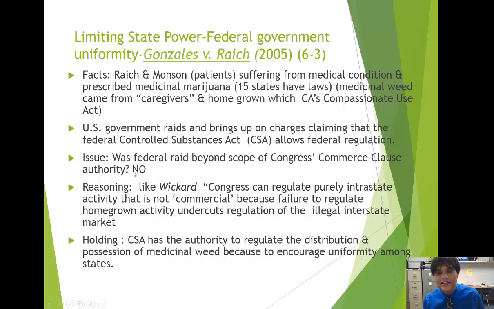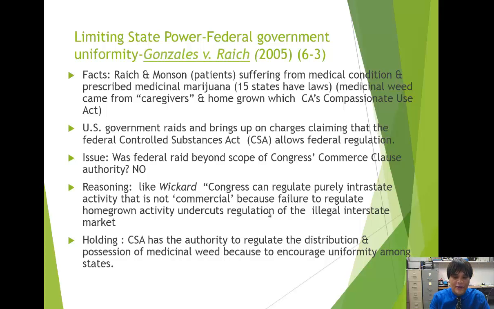But the Supreme Court says that the federal government was right in raiding this stash. And the reason why the Supreme Court says this is that Congress can regulate purely intrastate activity that is not commercial because failure to regulate homegrown activity undercuts regulation of the illegal interstate market. So basically, if the federal government did not step in and regulate weed or marijuana in this one place, then we could have a problem where it gets distributed and becomes a national problem. Marijuana from California will spread into Nevada, which will spread into Utah, which will spread into Colorado, which will make its way all the way to the East Coast.